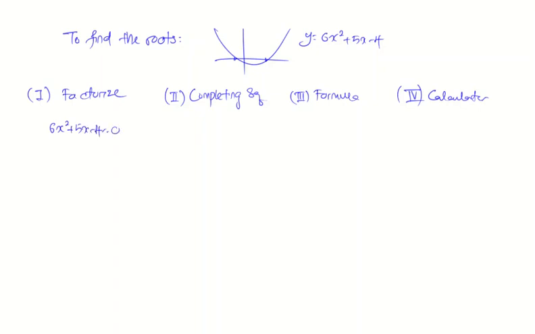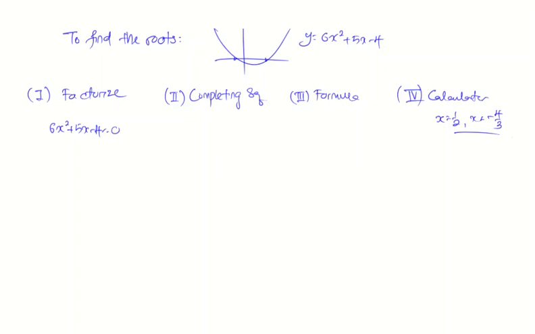Of course, the easiest way is to press calculator. Mode 5 EQN, quadratic is number 3, A is 6, B is 5, C is -4. So I will get x equals half, and then x equals -4/3. Yes, that's the fastest way.